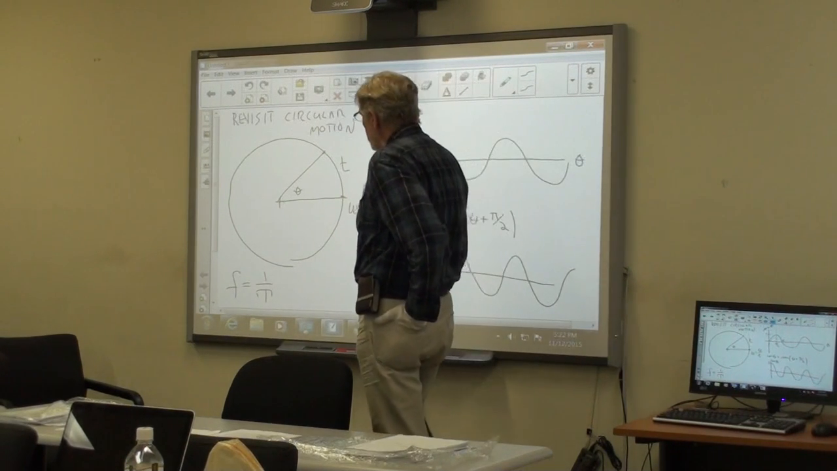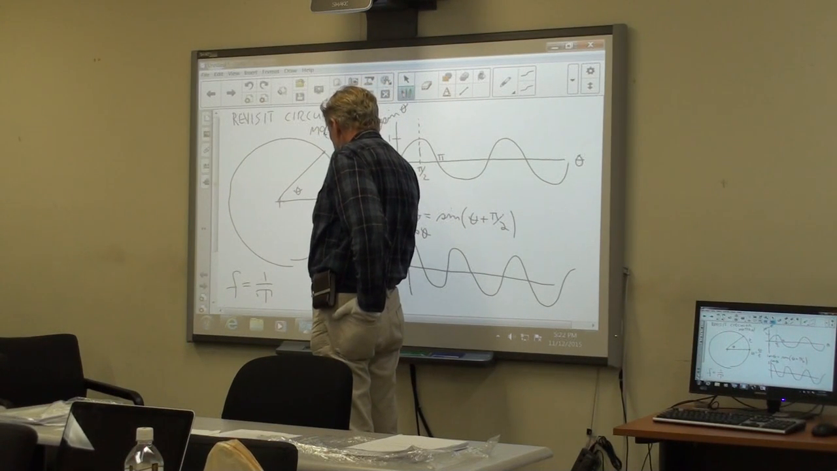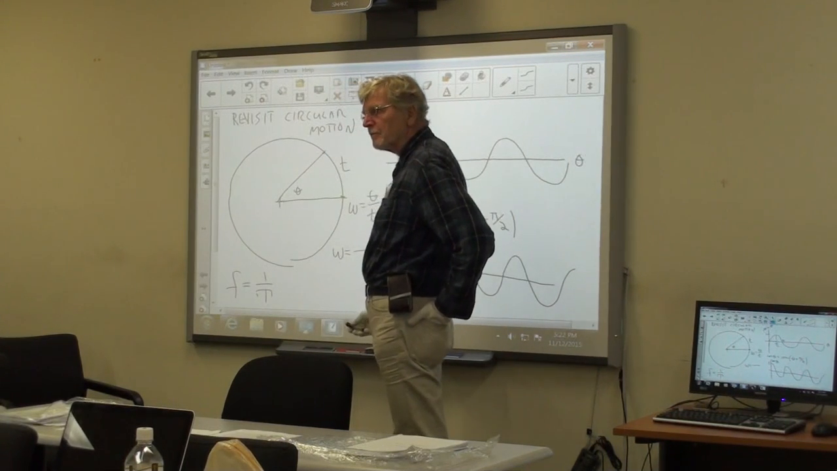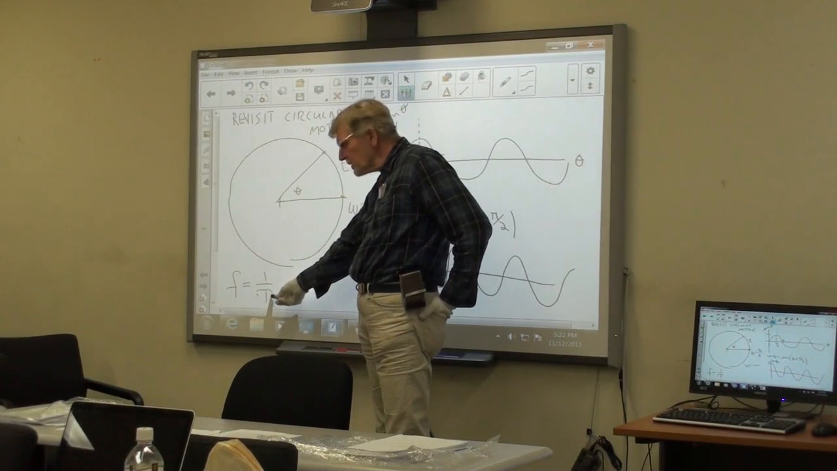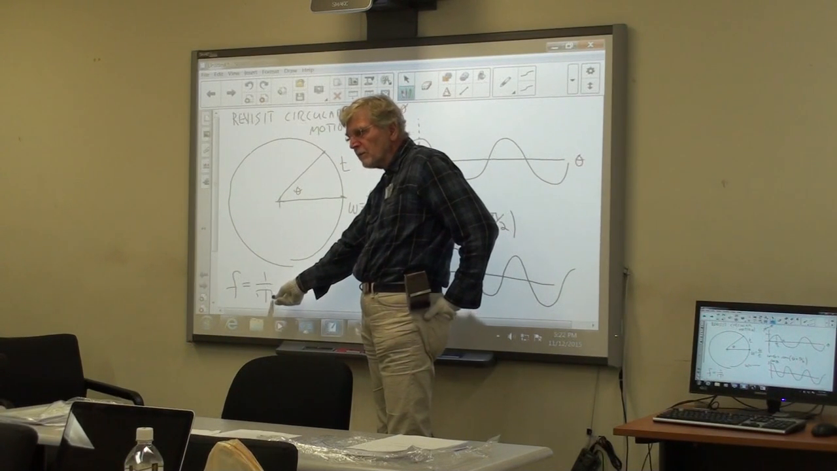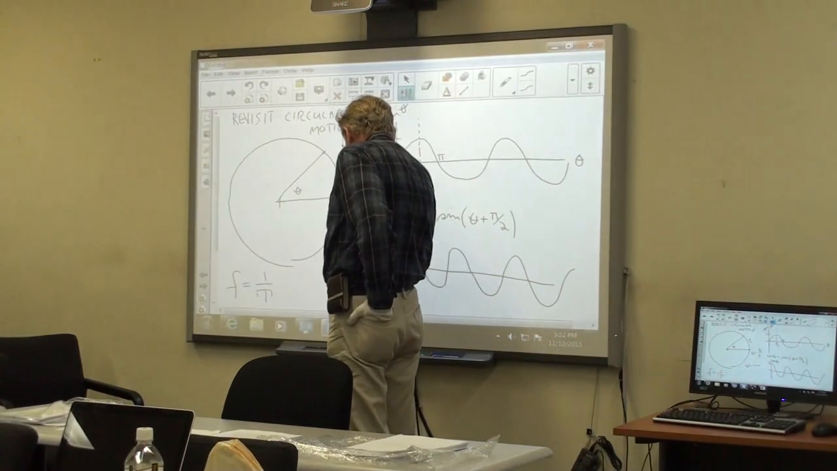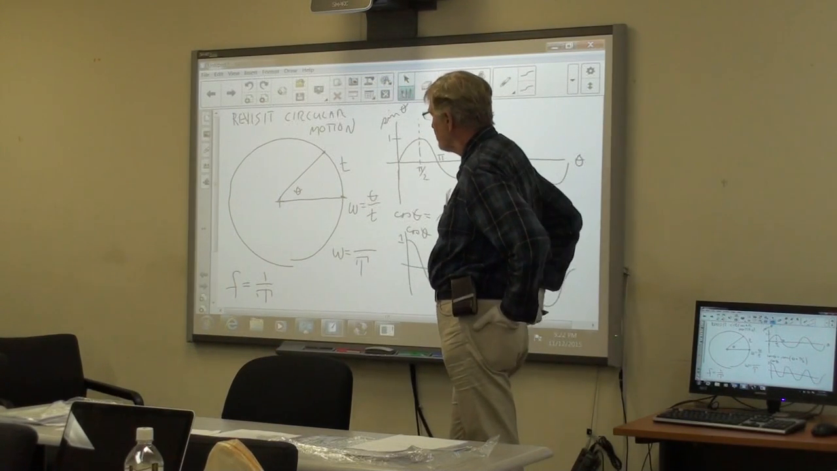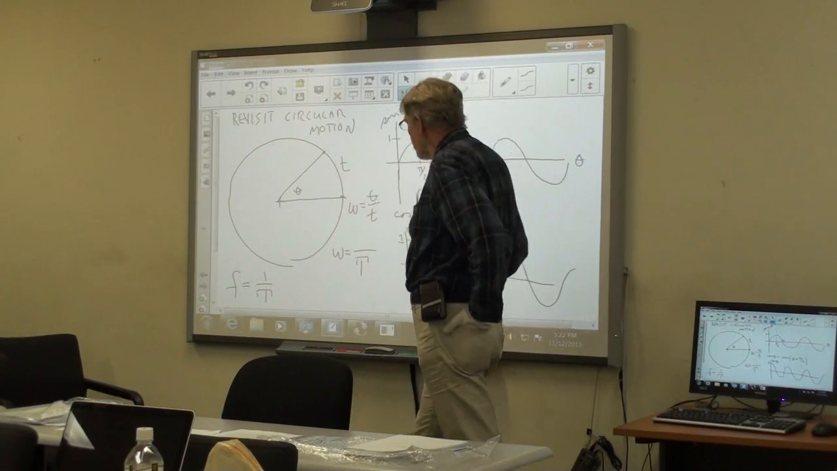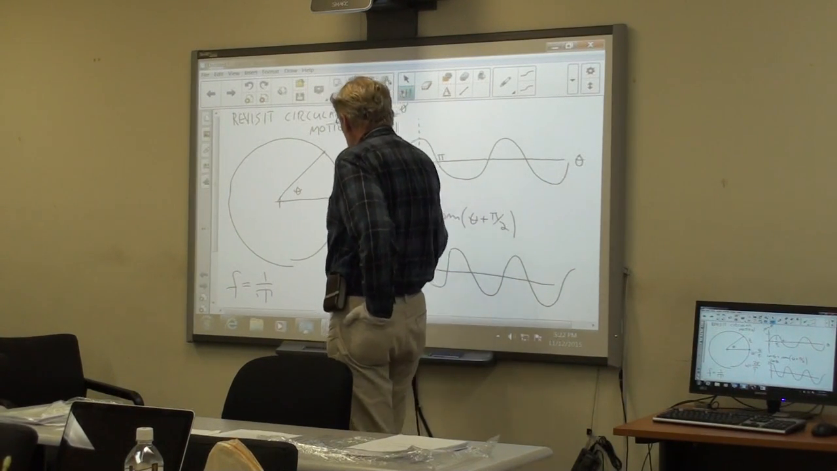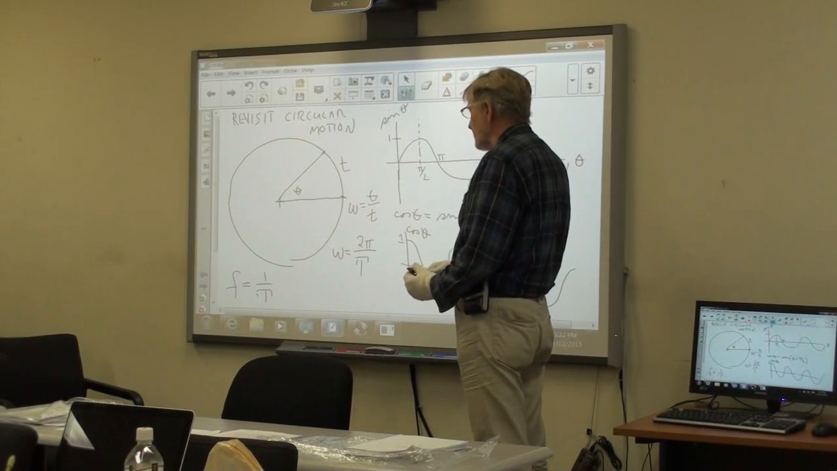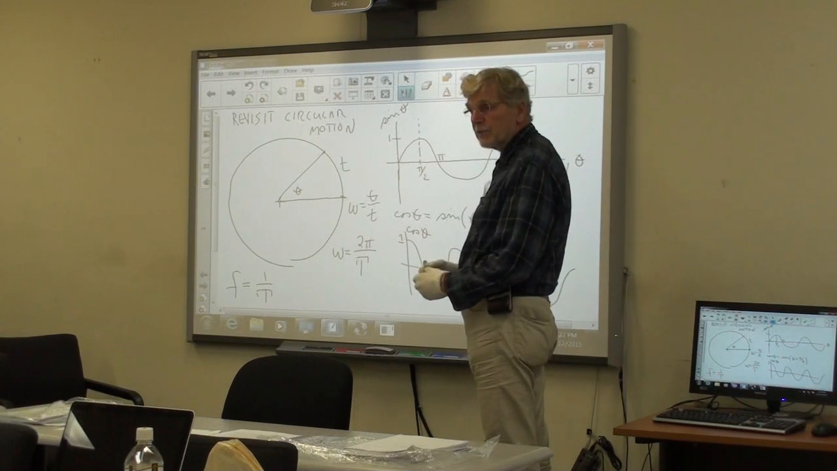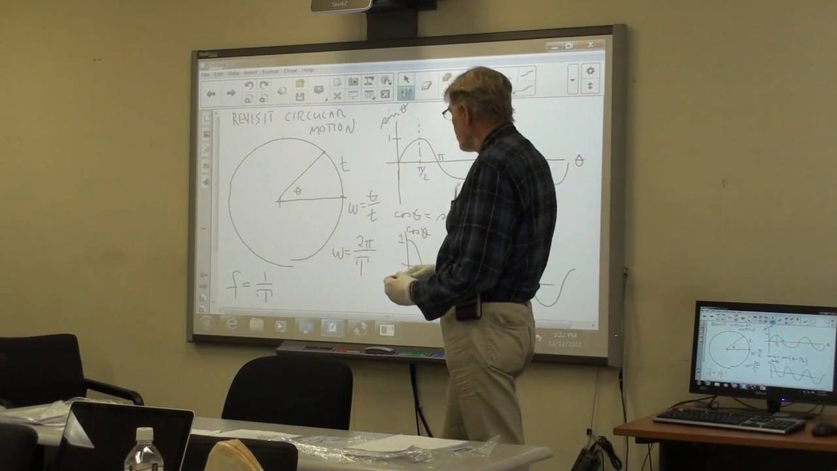Now, I can find a simple expression for omega if I consider one whole trip around. If I go around the circle one time, how long did it take me? Capital T. Agree? Capital T is a period, the time period for one revolution. How many radians did I cover if I went around the circle one time? 2 pi. So you see, omega is any arbitrary angle over the time it took to develop that angle. And in particular, omega is always one complete revolution over the time it takes to make one complete revolution. So omega is always 2 pi over T.